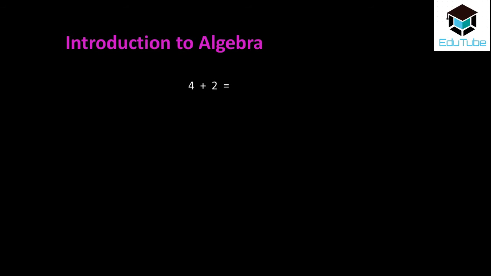If I ask you what is the answer to 4 plus 2, I'm sure you would tell me that the answer is 6. What if I move the block to the beginning? My question now is, if I add 2 to another number, I get 6. What is the first number? Clearly, the answer is 4, because 4 plus 2 equals 6.